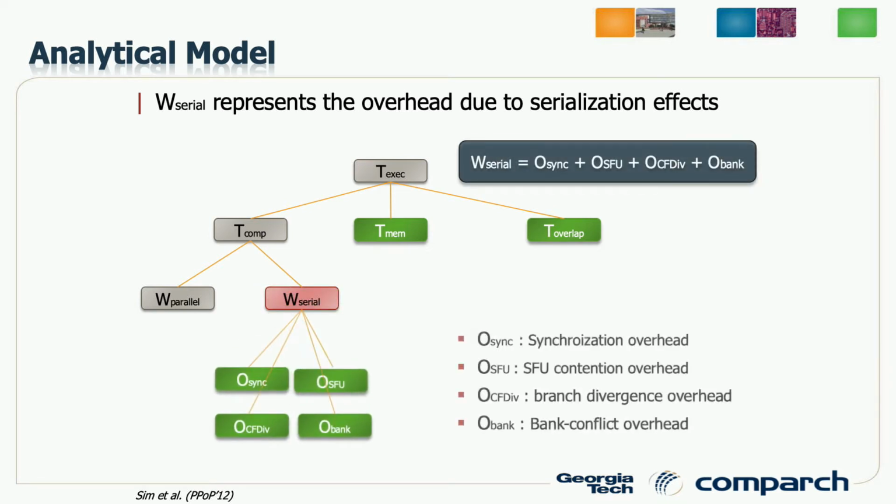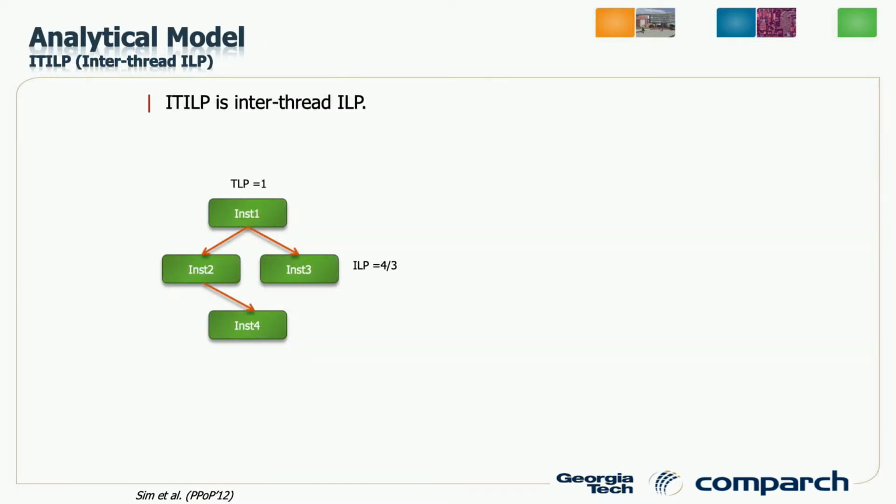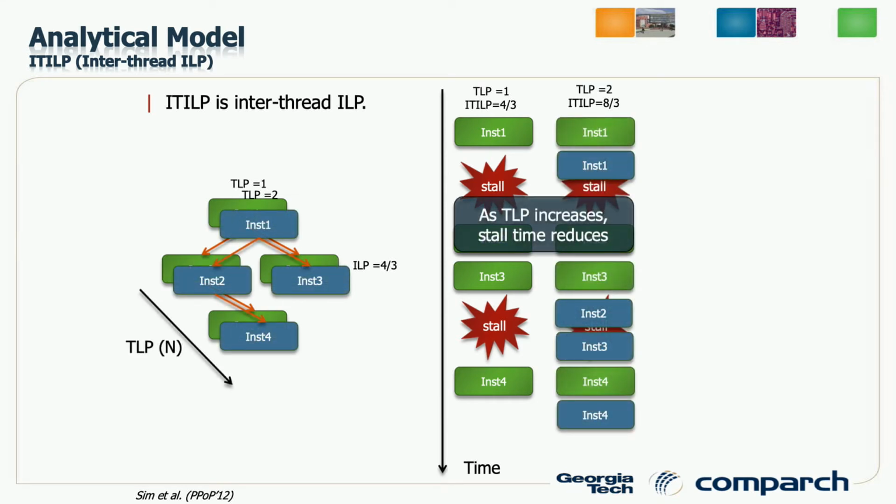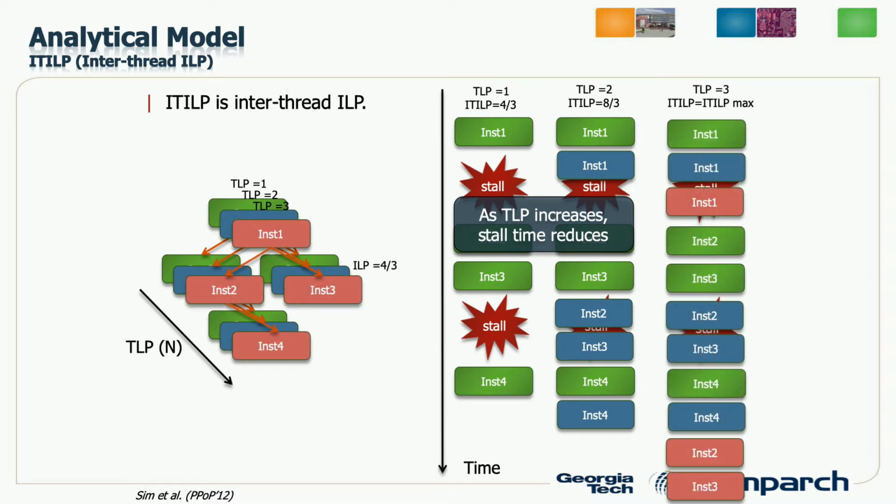And the serial execution time mainly comes from execution resource conflicts: synchronization overhead, special function units, branch divergence, and bank conflicts. Those kinds of resource conflicts give a serialized execution overhead. And if I talk a little more about ILP, if we have only one instruction, then even if we have some ILP, there is a stall time. If we have a large number of threads, then we can hide these latencies. So by combining both instruction-level and thread-level parallelism, we can estimate execution times.